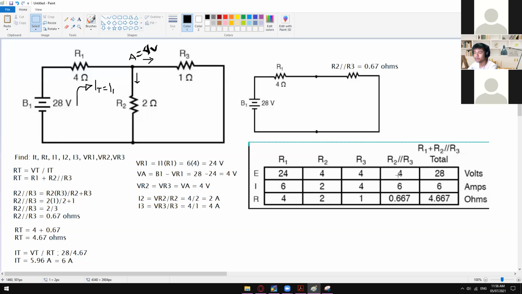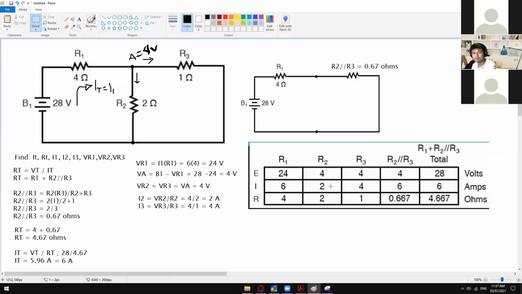And then here is the voltage across R2 and R3. I think we don't have this one, but knowing that they are in parallel, we have the same value for R2 and R3, which is 4 volts. VR2 is equal to VR3 is equal to VA, which is equal to 4 volts. And then here are the individual voltages for VR2 and VR3, and then the 24 volts for VR1. And then the individual currents.